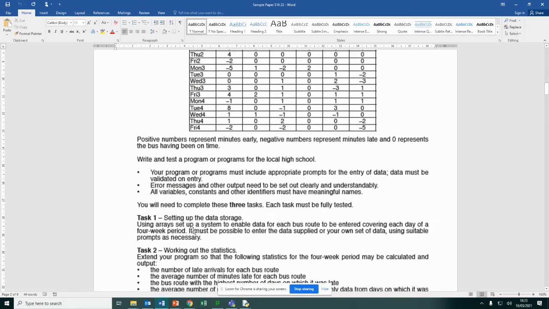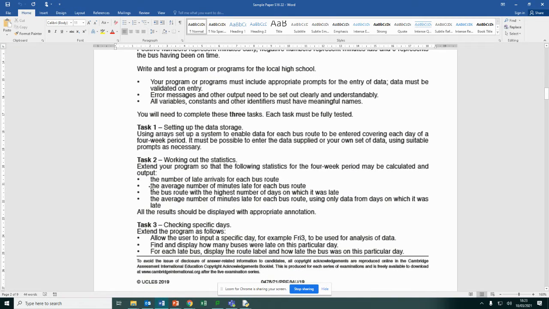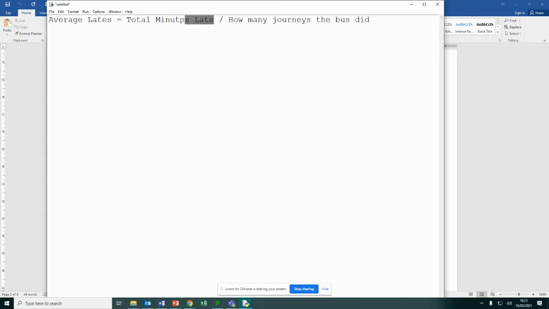So the next bullet point that we have is you've got to calculate the average number of minutes late for each bus route. That means you need to know, and I've written it down here, the total number of minutes that it's late, and you need to divide it by how many journeys the bus did. So the average late is total minutes late.